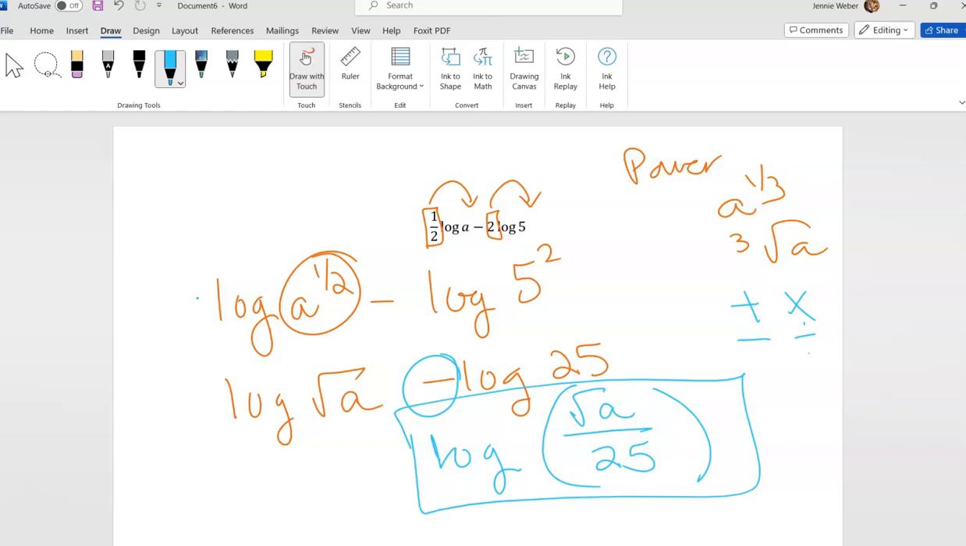Now again, you'd want to do this because remember this is a 10 if it's not written, so this would be base 10 in all those. If this had been multiplication, if this had been addition, I would turn it into multiplication.